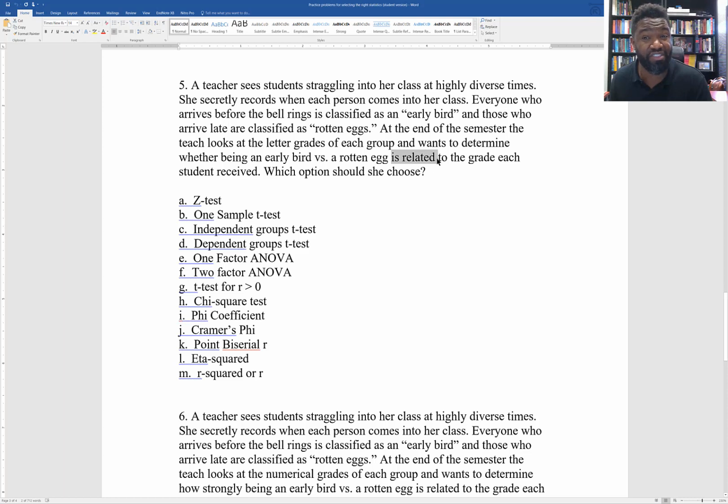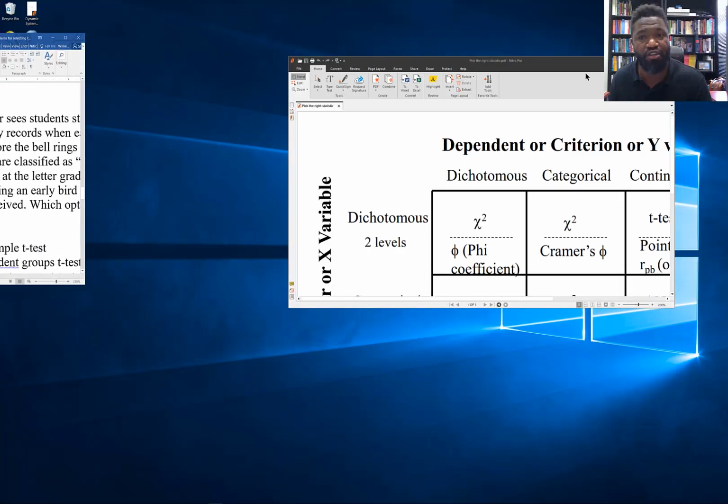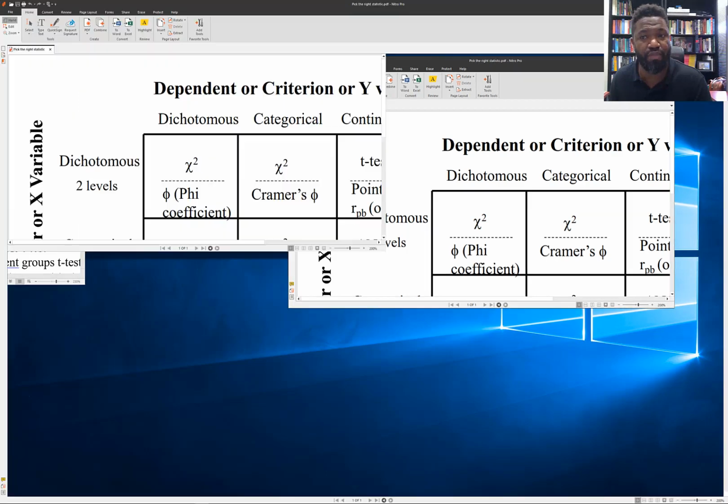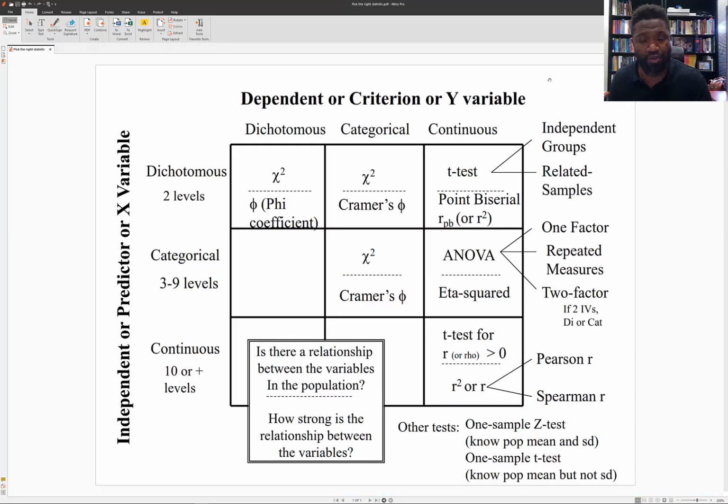And because it's a test of statistical significance, we just have to say, okay, well, one variable is dichotomous and the other one is categorical. And you shouldn't even need your sheet to know that that's going to be a chi-square test. Right, that's going to be H. But if you didn't know that off the top of your head, you could figure it out looking at this sheet. And I'm going to give this to you on the exam or on your homework, right?